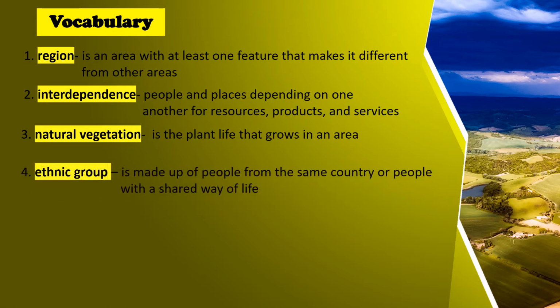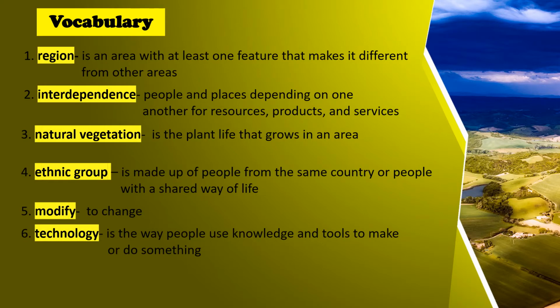Number 4 is ethnic group. It is made up of people from the same country or people with a shared way of life. Or you can say that it is a group of people who are considered to be the same in one or multiple ways. For example, they may all have the same ancestors and speak the same language, or they have the same set of cultures. Number 5 is a verb. Modify means to change.